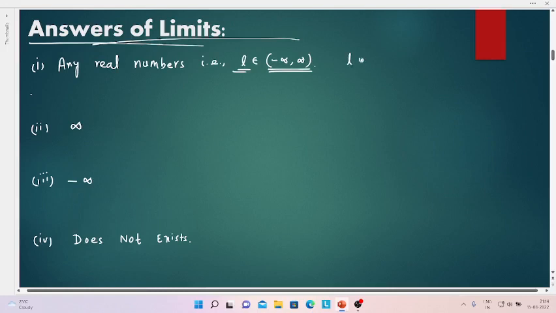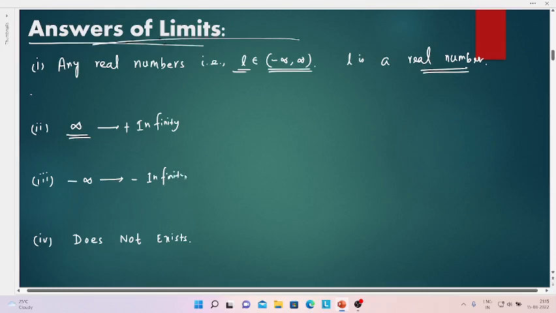Maybe a real number, I mean L is a real number which always belongs to minus infinity to infinity. That shows that L is a real number, right? So we may get any real number as the value of a limit, as the answer of the limit. We may get infinity, right? It is infinite or infinity. We may get negative infinity. It is positive infinity, it is negative infinity.